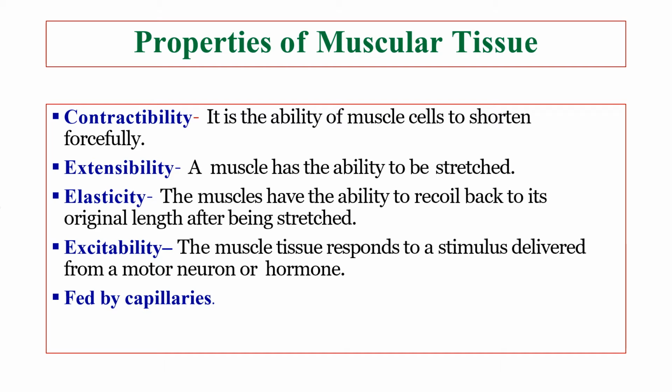Properties of muscular tissue. Contractility: it is the ability of muscle cells to shorten forcefully. Extensibility: a muscle cell has the ability to be stretched. Elasticity: the muscles have the ability to recoil back to their original length after being stretched. Excitability: the muscle tissue responds to a stimulus delivered from a motor neuron or hormone, fed by capillaries.